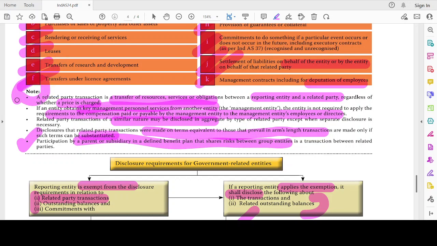A related party transaction is the transfer of resources, services, or obligations between a reporting entity and a related party, regardless of whether a price is charged. So, whether the consideration is being charged or not, related party transactions have to be disclosed. Okay. If an entity obtains key management personnel services from another entity, the entity is not required to apply the requirements of compensation paid or payable to the management entity's employees or directors. Self-explanatory. Okay. Next. Related party transactions of similar nature may be disclosed in aggregate by the type of related party except when separate disclosure is necessary.